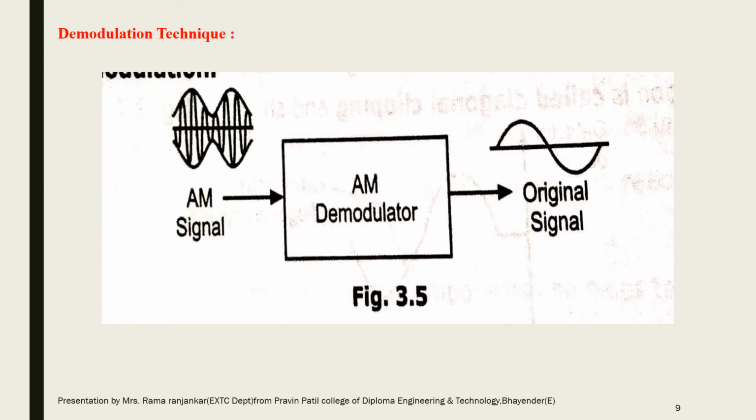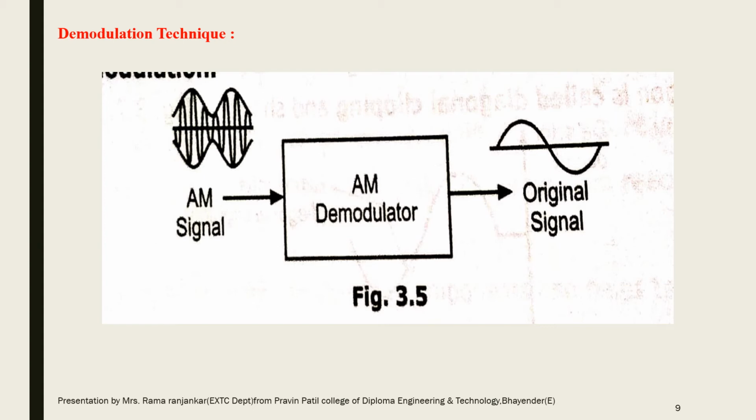Now the demodulation technique. Let's see the demodulation technique which is used in the AM receiver. Demodulator means demodulate the signal, which means the modulated signal comes back to its original level. So this circuit is also called a detector.